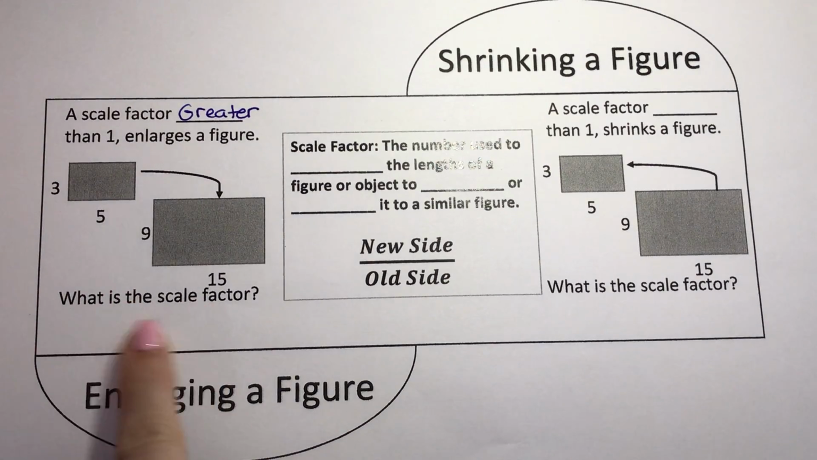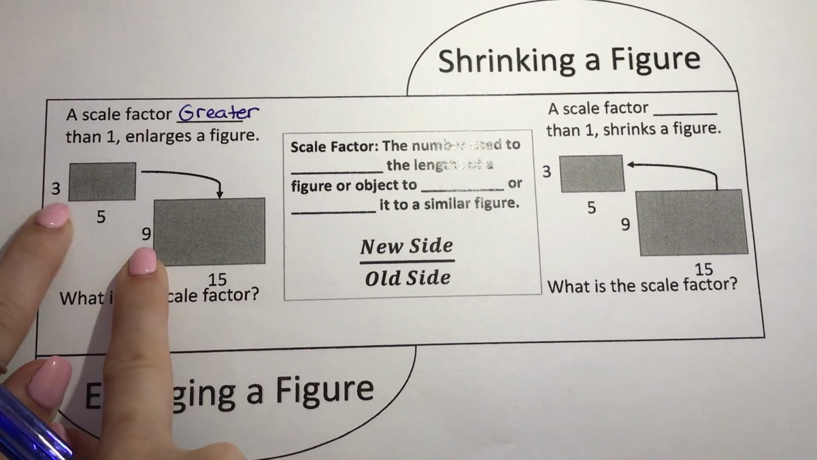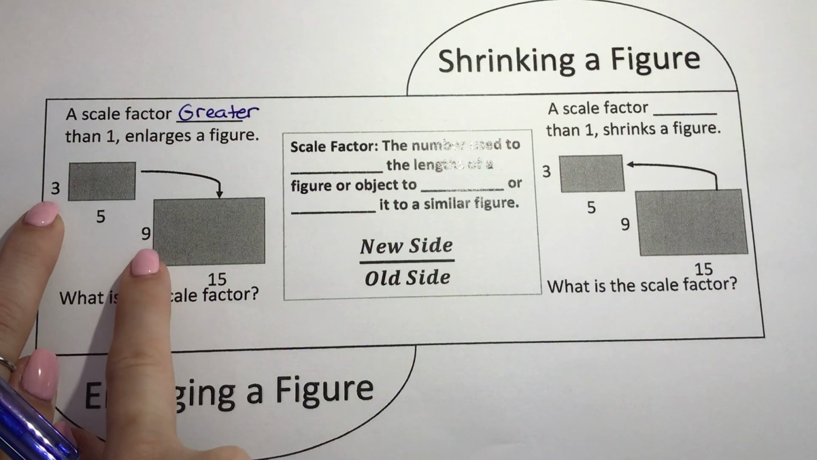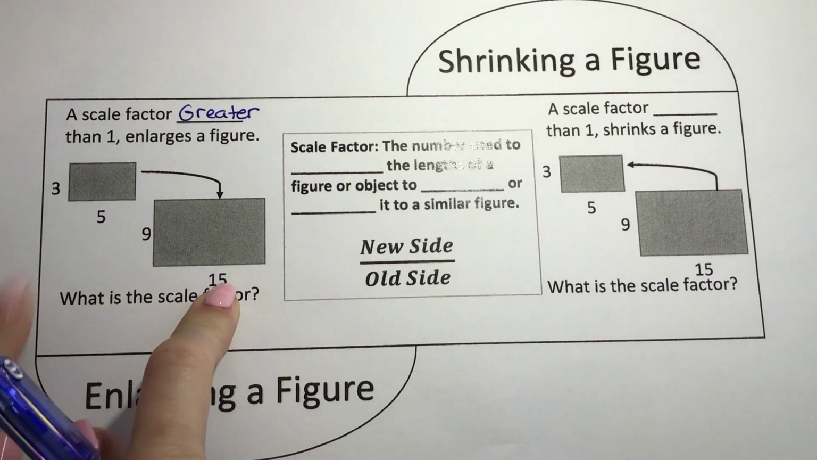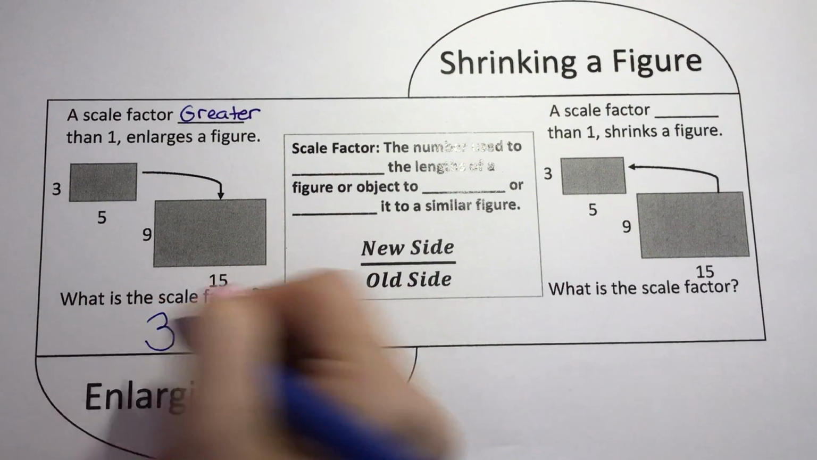So what is the scale factor? If we're going from 3 to 9, 3 times what is 9? Call it out. 3. Okay, does that match? 5 times 3 equals 15? Yes. Yes, our scale factor is 3.